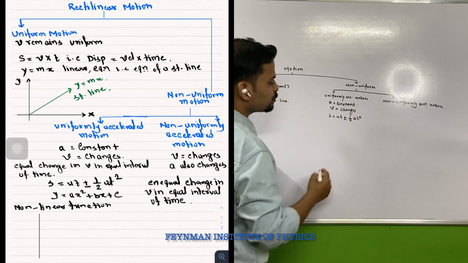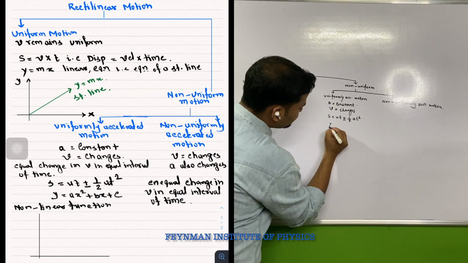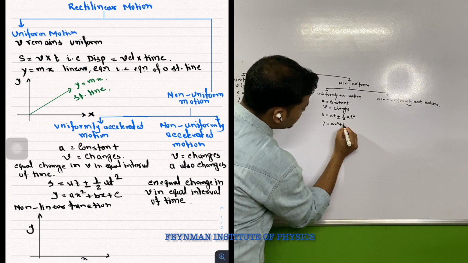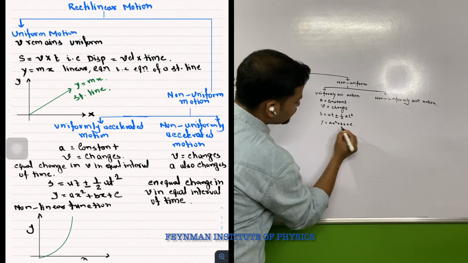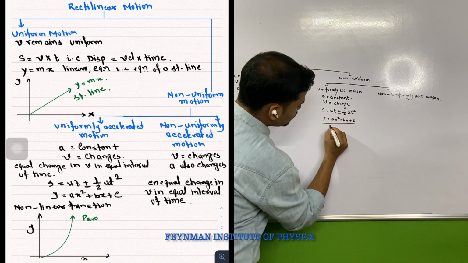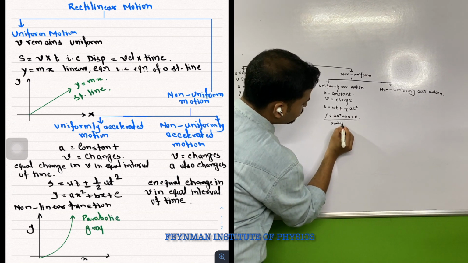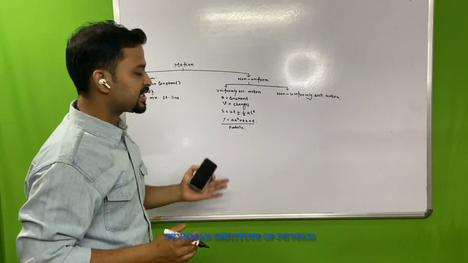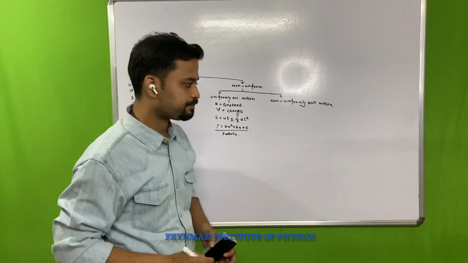So this S is equal to ut plus half at square, which represents the displacement time relation of a particle in uniformly accelerated motion, is in the form of y is equal to ax square plus bx plus c. Now this is a non-linear equation and it is a parabolic equation. So if we plot a graph between S and t, we will get a parabolic kind of graph here.